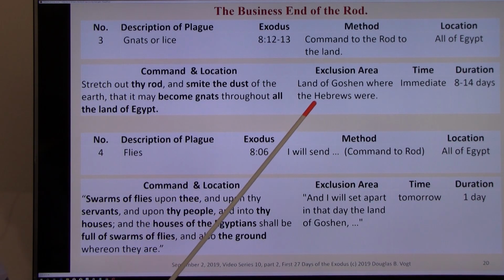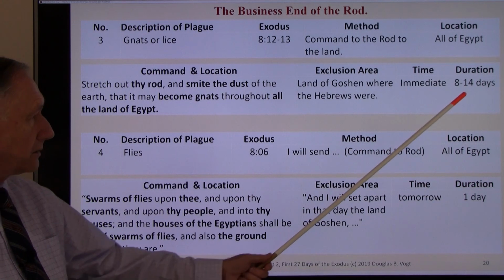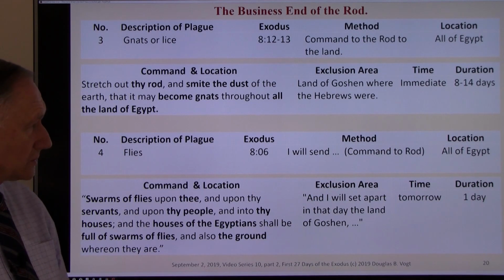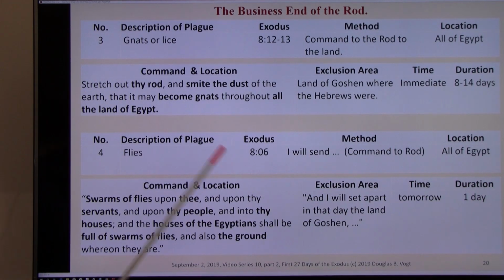Gnats. Land of Goshen is excluded. Time, immediate. Duration, 8 to 14 days. I came up with that because that's the lifespan of gnats or lice. It may have been shorter, I don't know, but I'm telling you the duration of a lifespan.